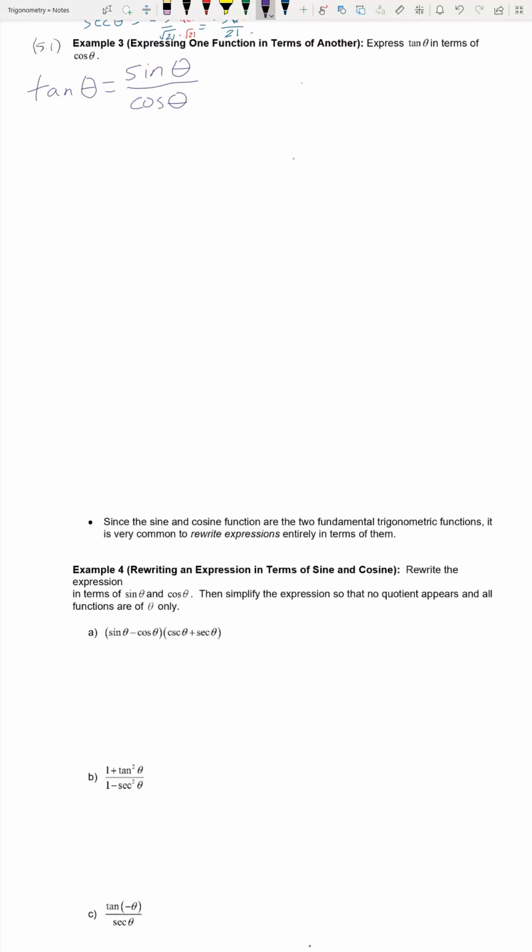Now, the directions state that we need to express tangent in terms of cosine alone. Therefore, we need to rewrite sine of theta in terms of cosine of theta. Now we need to think of an identity that relates sine of theta with cosine of theta. We have our Pythagorean identity, sine squared theta plus cosine squared theta equals 1.